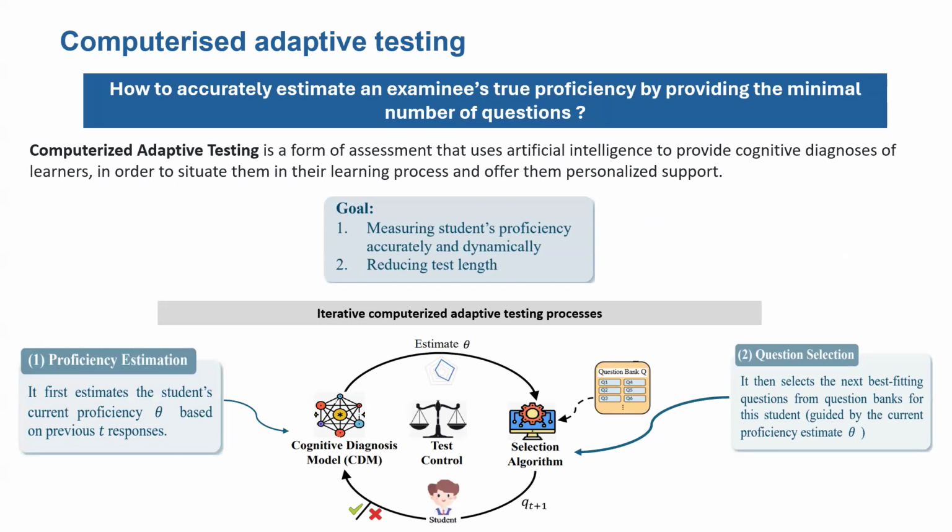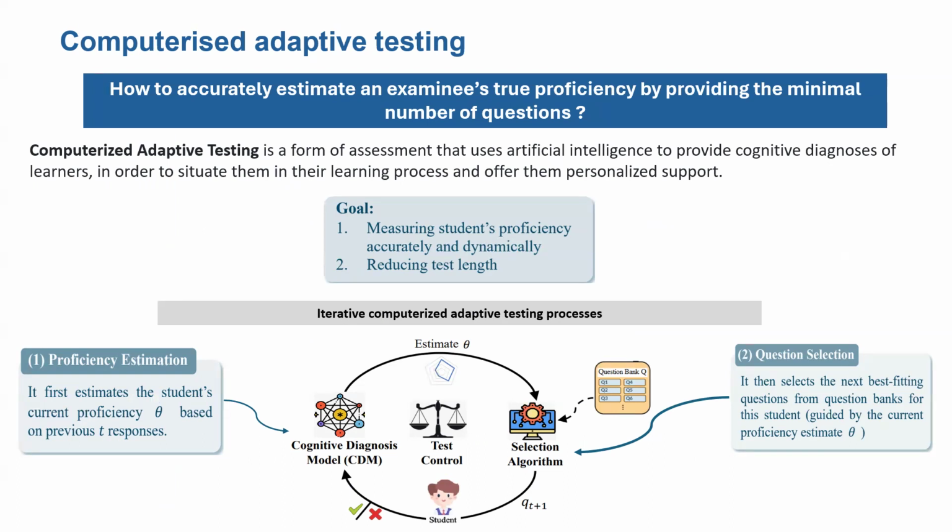Computerized adaptive testing is a form of assessment that uses artificial intelligence to provide a corrective diagnostic of learners in order to situate them in their learning process and offer them personalized support. The idea behind adaptive testing is to create an individual and equitable test that works best for each learner.